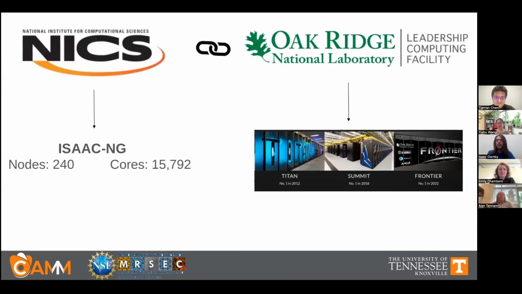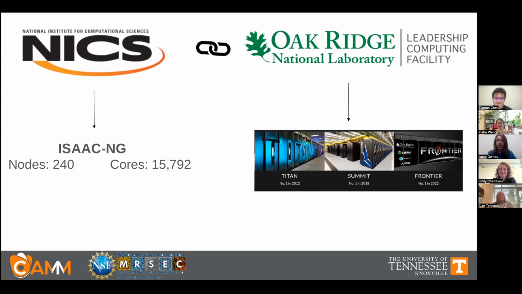Aside from the homegrown stuff, we also have access to a local supercomputing cluster under the National Institute for Computational Sciences, or the Advanced Computational Facility. Right now, the new one is called ISAAC NG. It's got 240 nodes and over 15,000 cores, and it's linked to the computing clusters over at Oak Ridge. I shouldn't say directly linked, metaphysically, symbolically linked. We collaborate with them. We typically get the old OLCFs. They have the new ones.